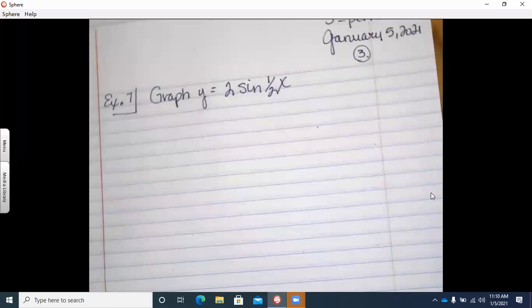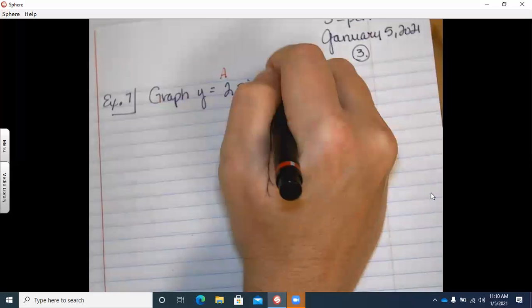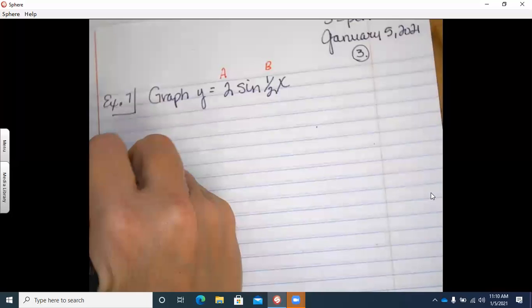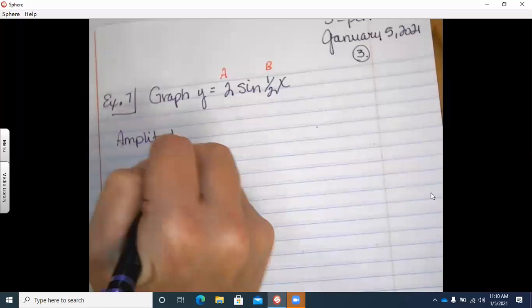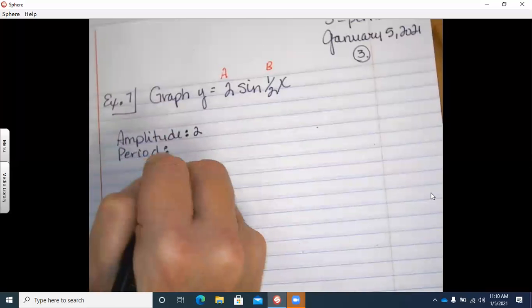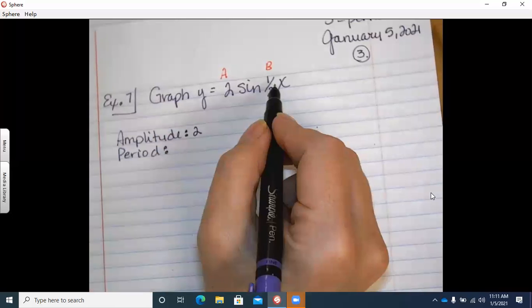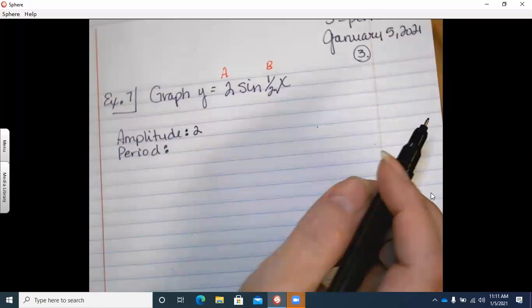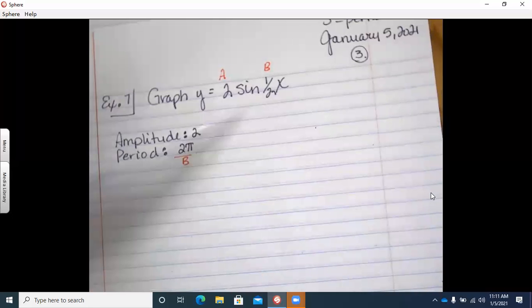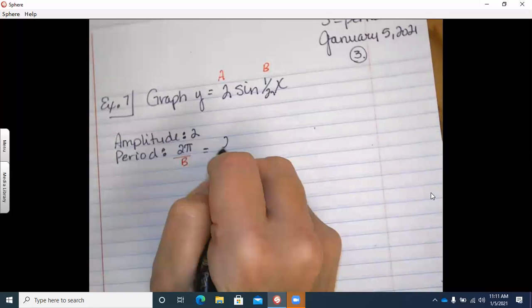Okay? So we see that we have a b there. So we know a is 2, and we know b is 1/2. So that means our period is not going to be 2 pi, right? So, okay, well, do we know what our amplitude is going to be? 2. And so to find period, it's usually 2 pi if b is 1. But b is not 1. So to find a period, you do 2 pi divided by b. So in this case, that's going to be 2 pi divided by 1/2.